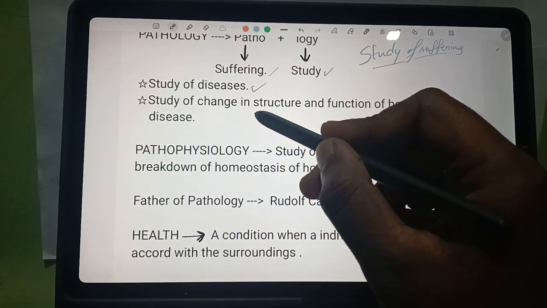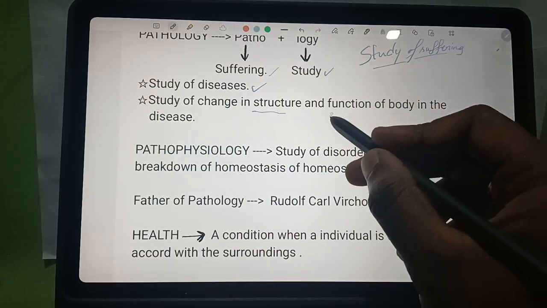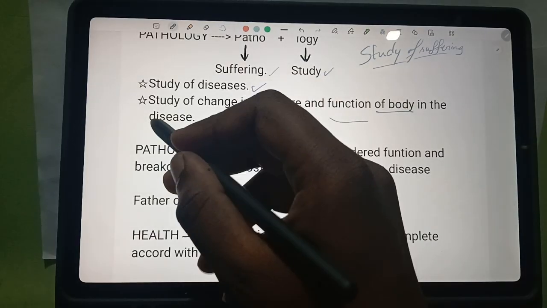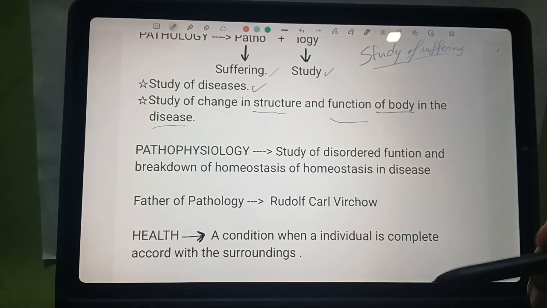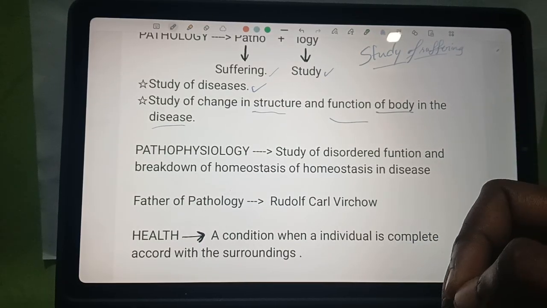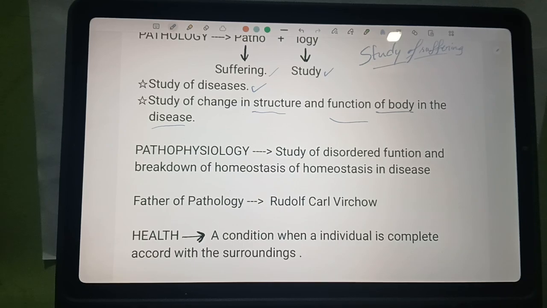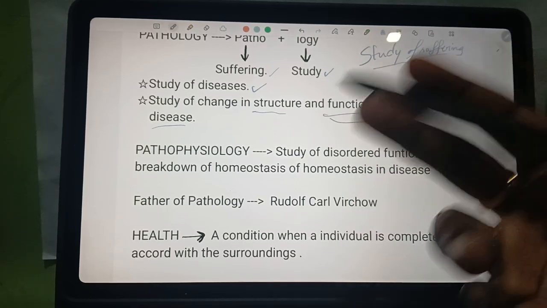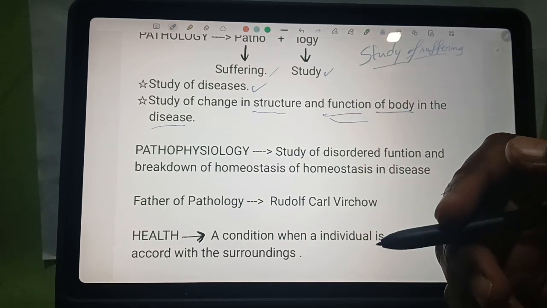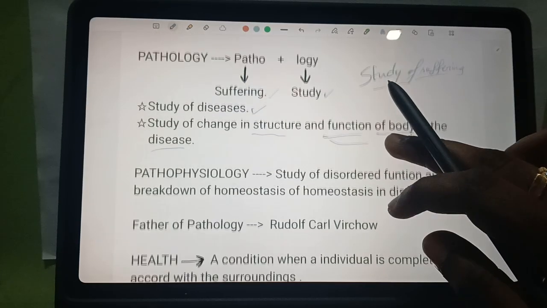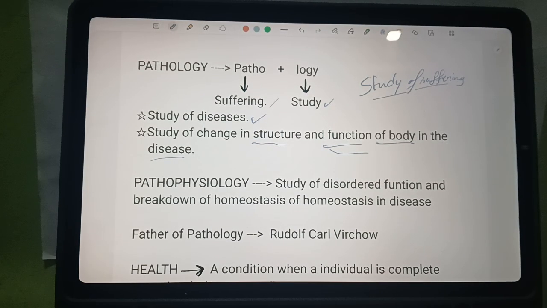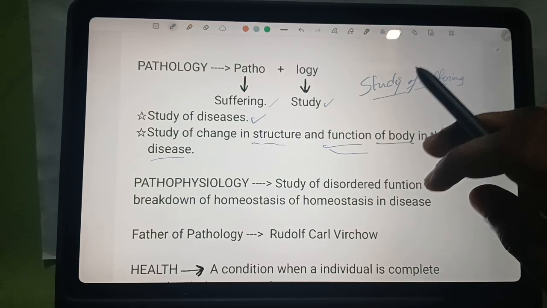The study of change in the structure and function of the body in disease. So if I have a disease, how will our body structure be, and how will our body function if we get a disease? So the study of structure and function of the body in disease is called pathology, or the study of diseases.